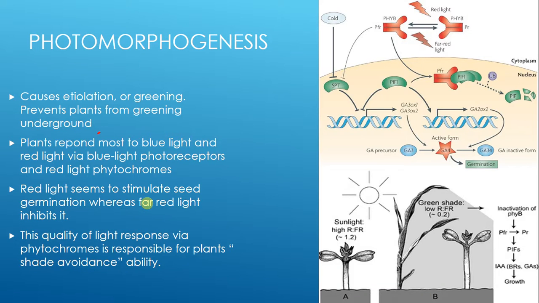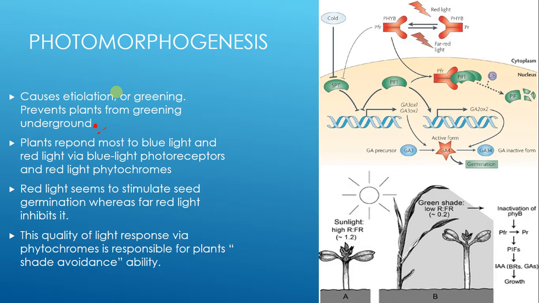And photomorphogenesis causes etiolation, or the greening of leaves, and it prevents plants from greening underground. So pretty much plants won't start sprouting leaves and other shoots until they're in the light. So it doesn't waste that energy trying to produce leaves in the ground when it hasn't reached the surface.